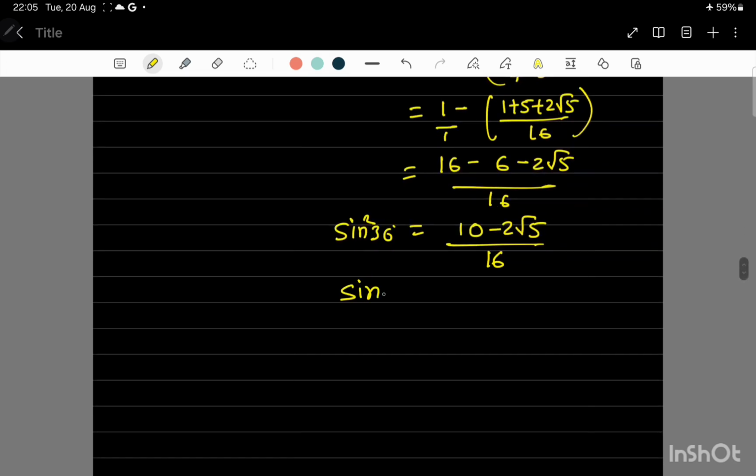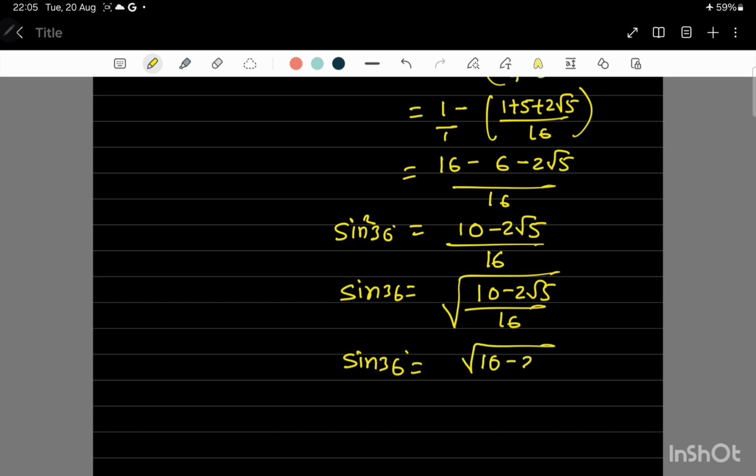So sine 36 degrees is equal to root of (10 minus 2 root 5) divided by 16. So sine 36 degrees is equal to root of (10 minus 2 root 5) divided by 4. Sine 36 degrees is in the first quadrant, so this root's value is positive, not negative. So sine 36 degrees is equal to root of (10 minus 2 root 5) by 4.